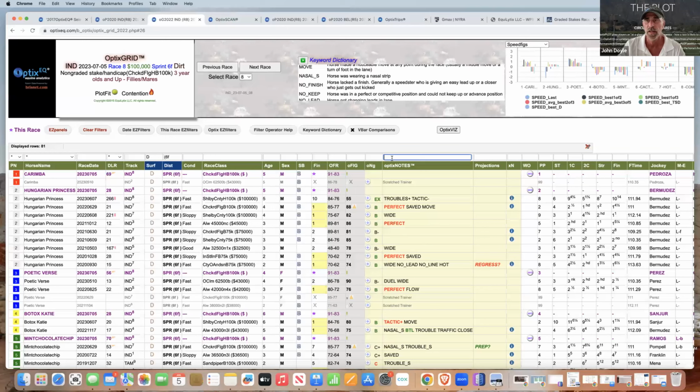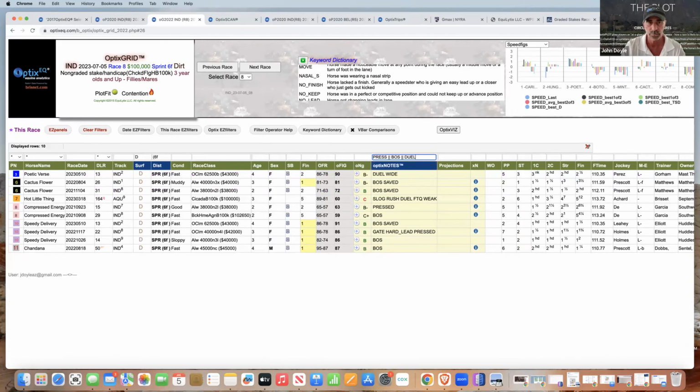The ones that I associate with pace horses are press, so a horse that gets pressed. And I'm going to do these two vertical bars, that means or. So I'm looking for horses that either get pressed, best of speed, so they were in a duel, at least a 3-horse speed duel, and how they did, or I want to look at duel. Okay, so these are the three things I look at. These are horses that are getting pressure early on, right? So I'm going to hit this. And you see the list goes way down.